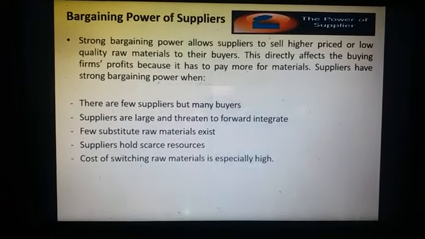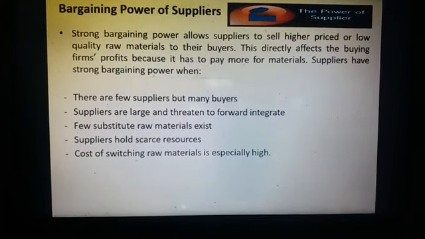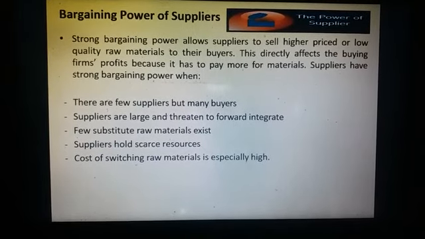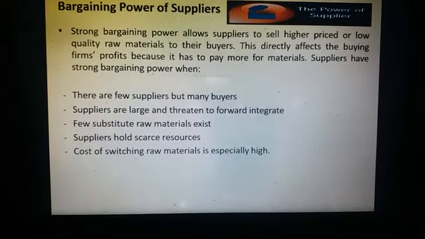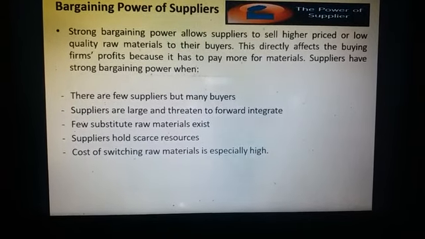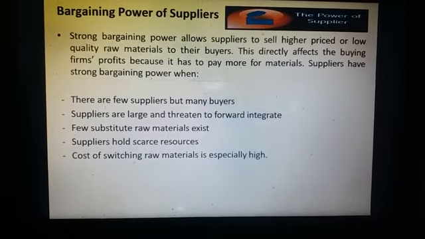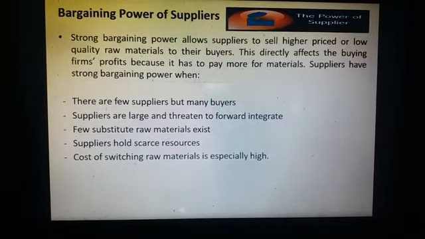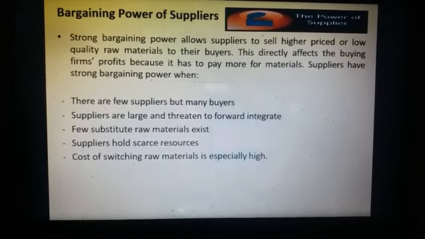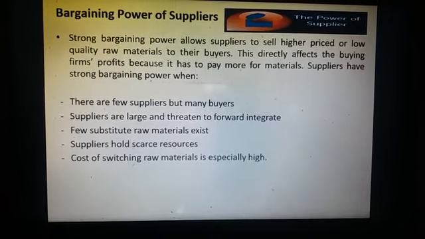Suppliers are large and threaten to forward integrate. Few substitutes are available for the raw material that exists. Suppliers hold scarce resources. Resources need to be used, students, in the most effective and efficient manner, in the most judicious way, so that future generations can also use the same resource to run the show. Cost of switching raw materials is especially high. Whenever you switch the cost from A to B, the cost would definitely be high.